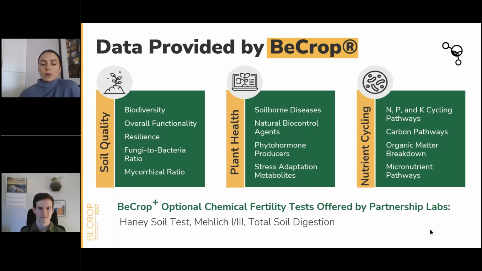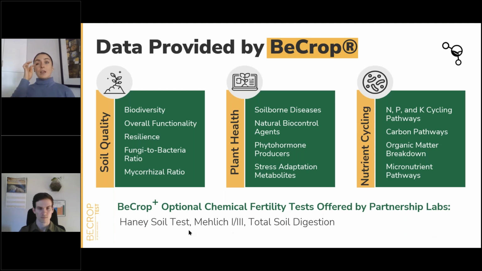We have a few different partner labs. Region Ag Labs is one of them. They're now running the BeCrop test in-house, which is really exciting. They're in Nebraska, and they run our Haney soil test, or their Haney soil test, and we can add it to your reports. And then we also have Malic 1 and Malic 3 and total soil digestion.